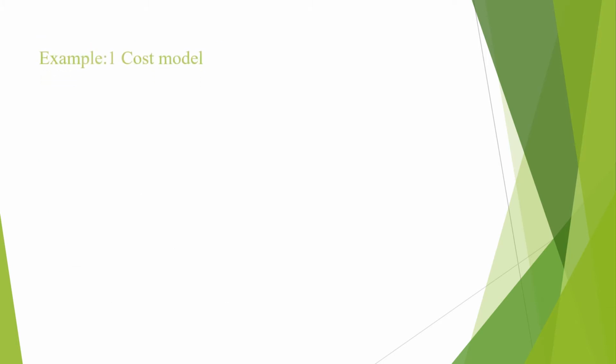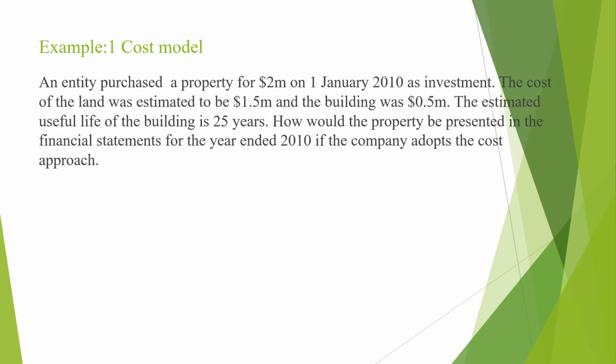Now let us look at an example to help you understand the cost model and the fair value model in a better way. An entity purchased a property for 2 million on 1st January 2010 as investment. The cost of land was estimated to be 1.5 million and the building was 0.5 million. The estimated useful life of the building is 25 years. How would the property be presented in the financial statement for the year ended 2010 if the company adopts the cost approach? Now let's look at the solution.